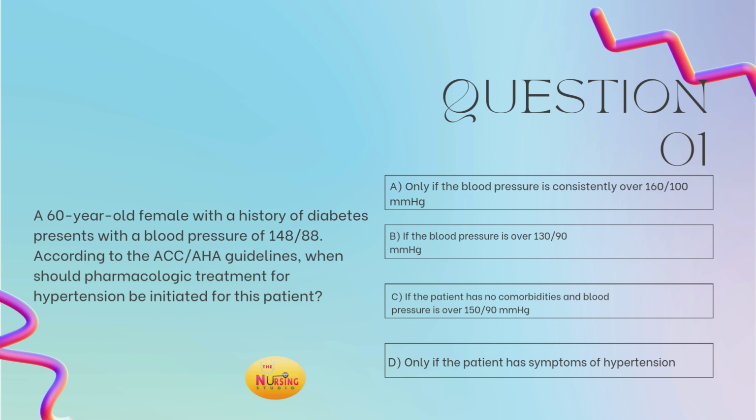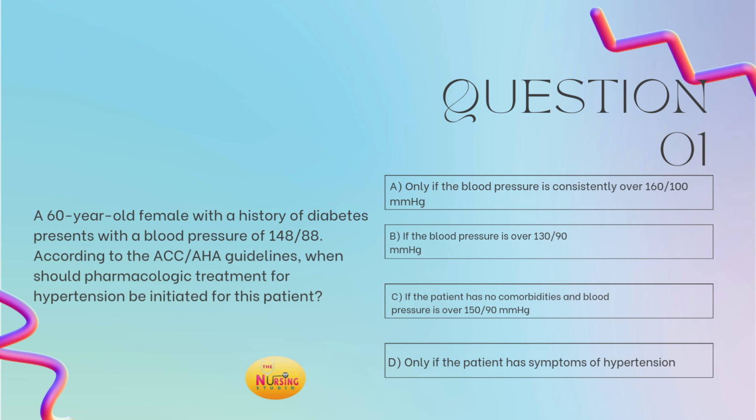All right, so I always recommend reading the stem of the question first, as it allows you to slow down to ensure you're answering what is even being asked of you. So here, the stem of the question states, according to the ACC and AHA guidelines, when should pharmacologic treatment for hypertension be initiated for this patient? So we already know that the person's diagnosis is hypertension. They're asking when to initiate treatment. So you do want to look at those assessment details, look and see if they have comorbidities so you can effectively answer this question. So this is a 60-year-old female. She has a history of diabetes. So she does have comorbidities.